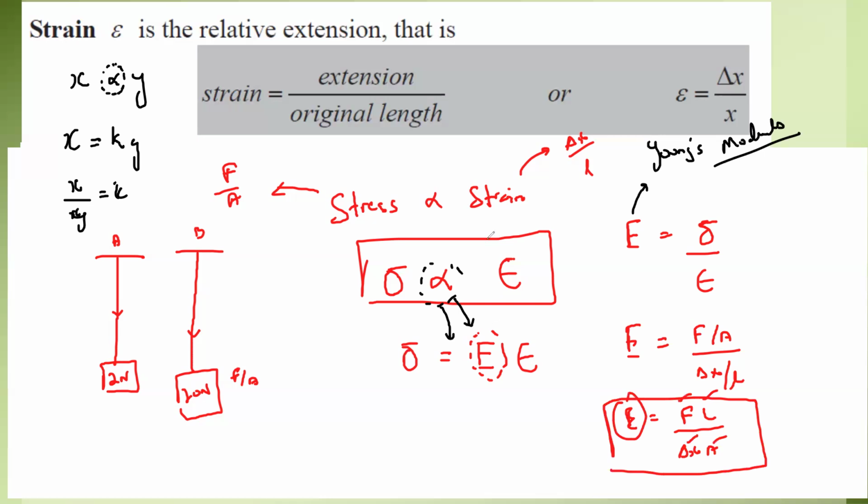So Young's modulus is the same concept as force being directly proportional to extension, or F equals K E, or F over E equals K. Here this K is known as the spring constant or the proportionality constant. Same thing here, E is representing the Young's modulus or the proportionality constant between the stress and strain.